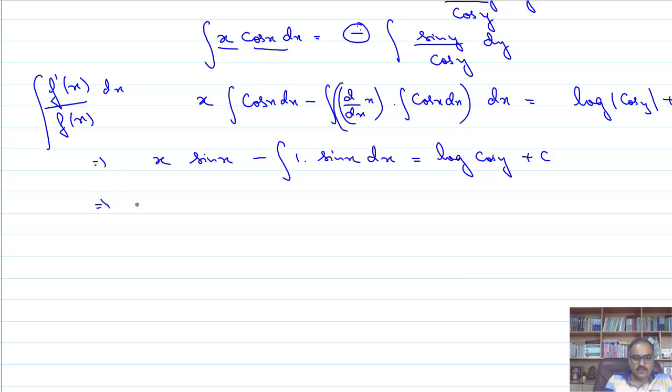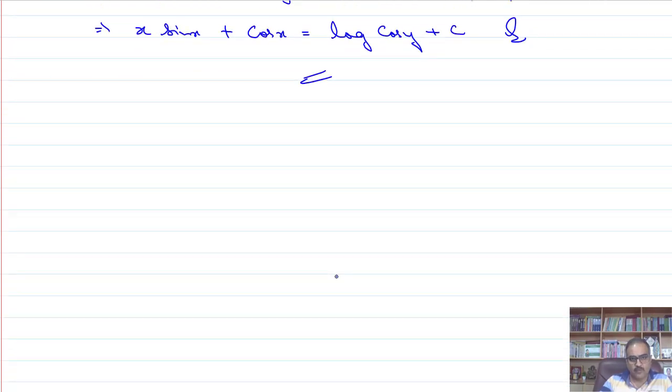So it reduces to x sin x minus, now integration of sin x will be minus cos x, so minus minus plus cos of x is equal to log of cos of y plus C. So this is basically the solution of this question. One more question we are taking. So I think there will be 3 questions. They are enough for you to solve it.